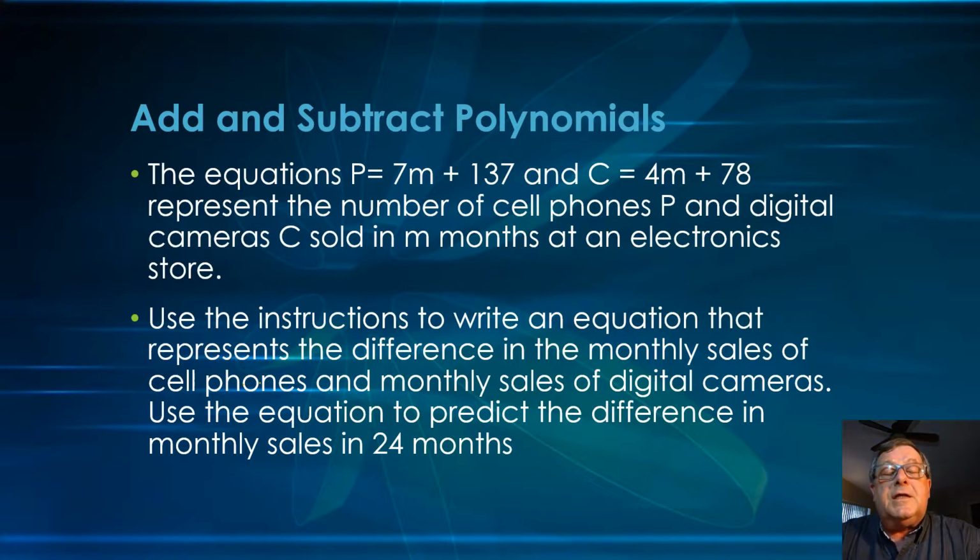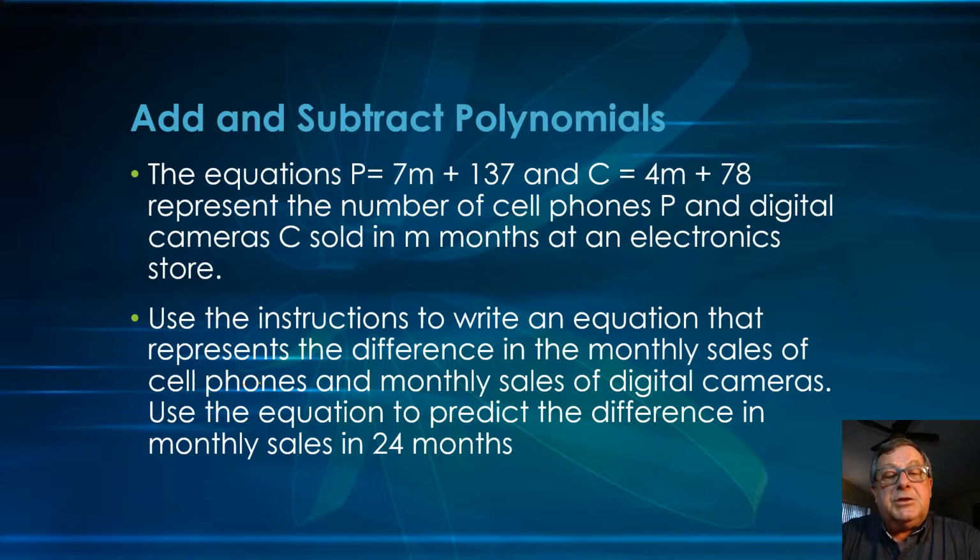And so here we've got two equations. The equations P equals 7m plus 137 and C equals 4m plus 78 represent the number of cell phones P and digital cameras C sold in M months at an electronic store. So the variable P represents the number of cell phones sold in this linear equation, and the variable C represents the number of digital cameras sold, and M represents the number of months of sales at this electronic store.